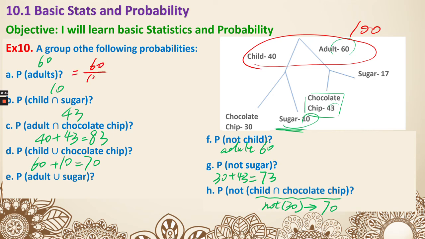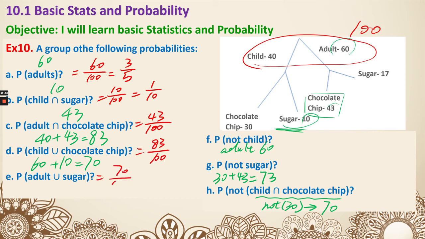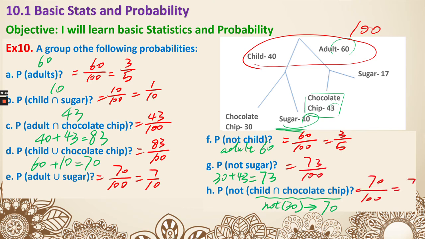60 out of 100, 3 over 5. 10 out of 100, 1 over 10. 43 out of 100 cannot be simplified. 83 out of 100 cannot be simplified. 70 out of 100, that is 7 over 10. 60 over 100, that's 3 over 5. 73 over 100, that can be simplified. And last one, 70 over 100 is 7 over 10. That's example 10.